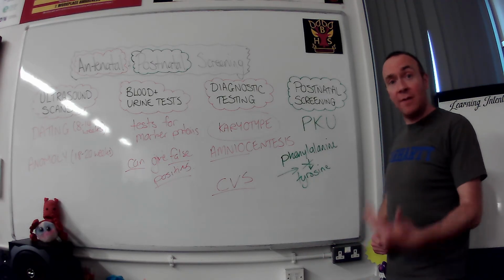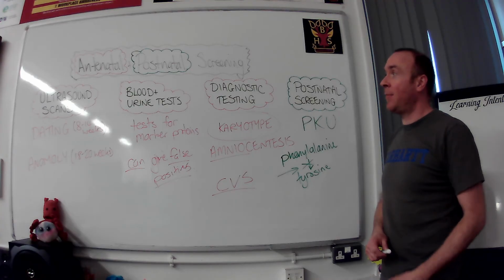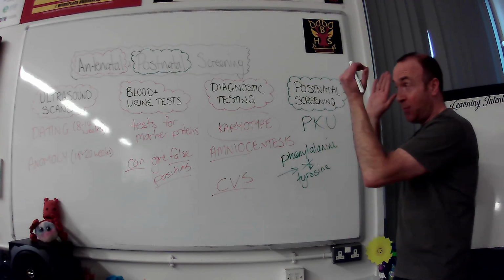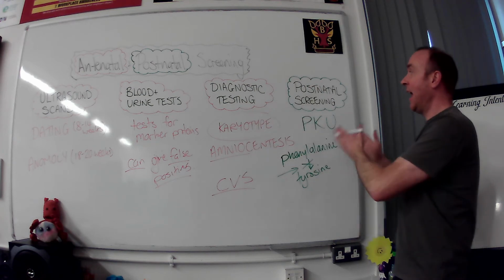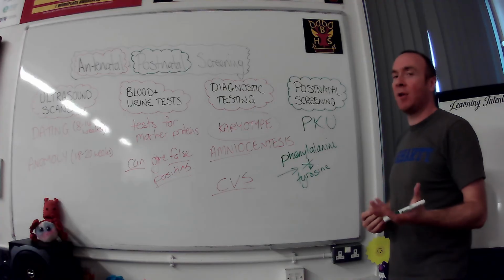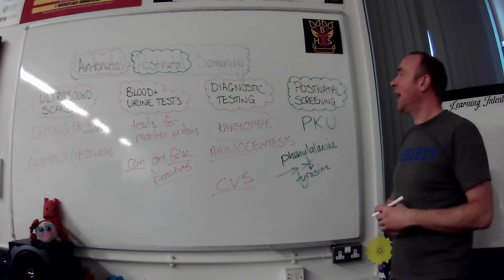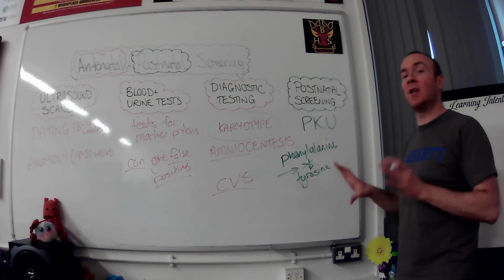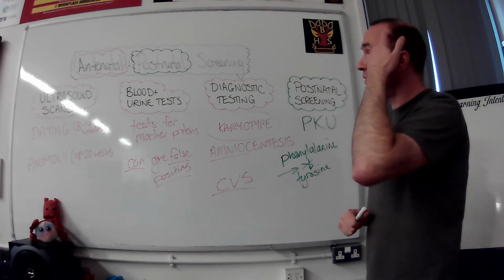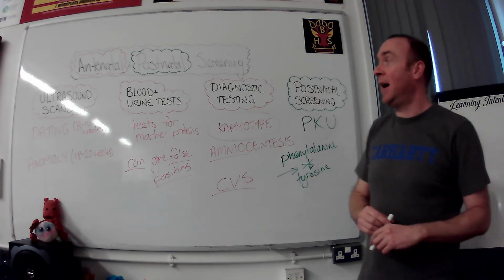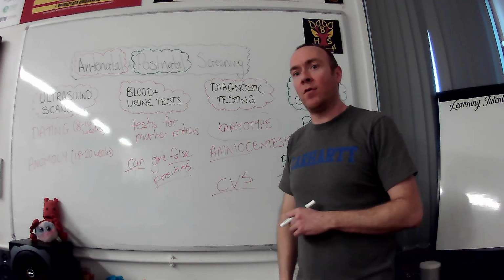Just watch it several times, make sure you take in everything about ultrasound scans, blood and urine tests, diagnostic testing as antenatal processes, and finally the idea about PKU being looked for. You just take a blood test, you look for a certain protein, and that's the one prime example of postnatal screening that you need to understand about. So this is one of 2 videos which will help you with this topic, which will stop now and we'll move on to the next one.